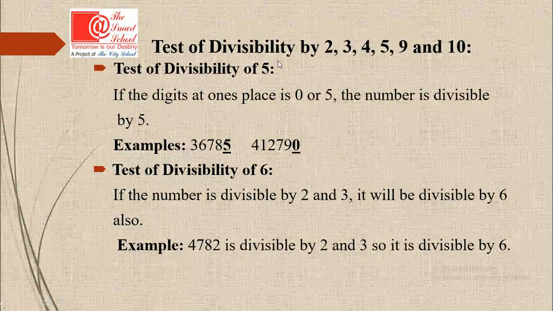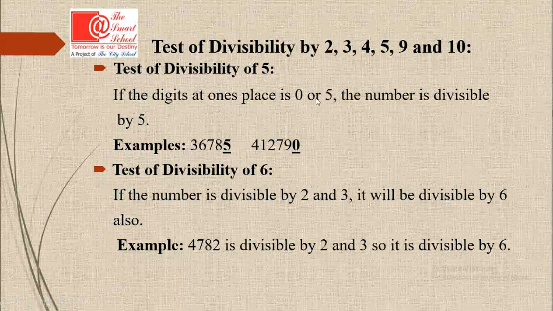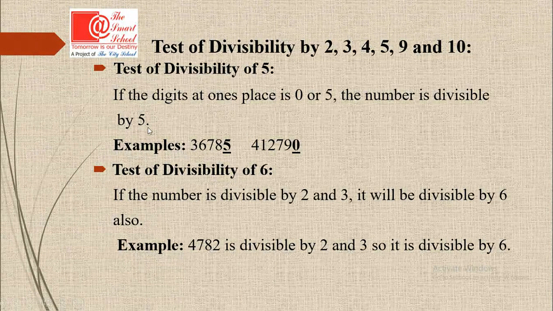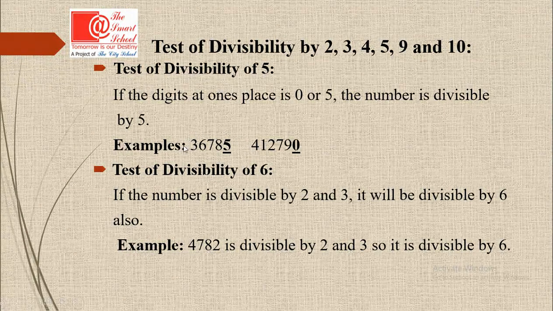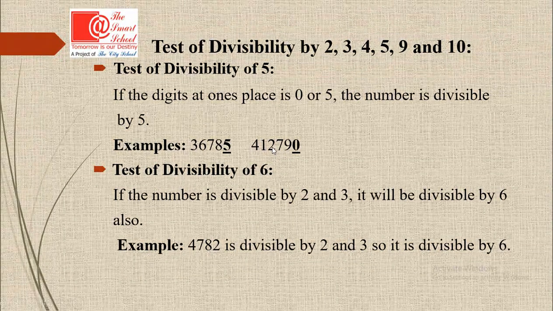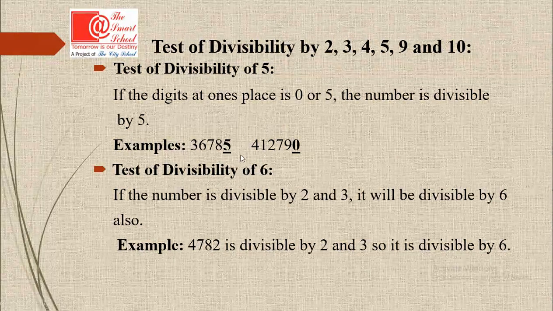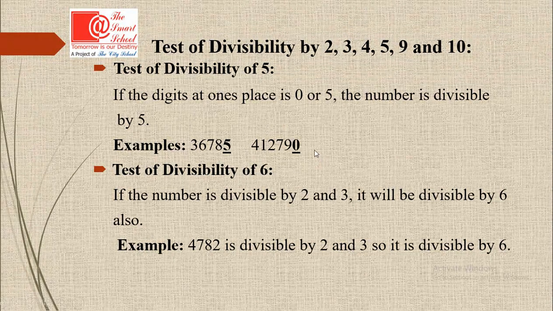Now, test of divisibility of 5. If the digit at one's place is 0 or 5, the number is divisible by 5. For example, 36,785. 5 is here, it means this number is divisible by 5. Here, 412,790, because 0 is here, so it means this whole number is divisible by 5.